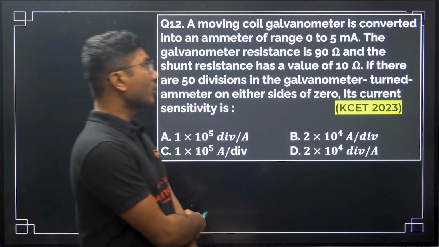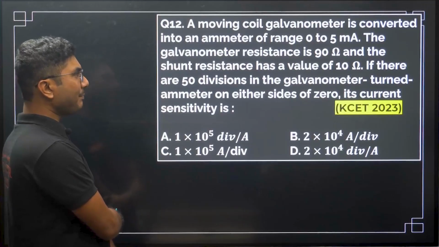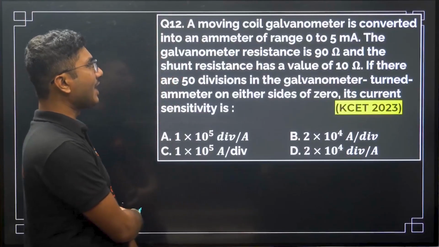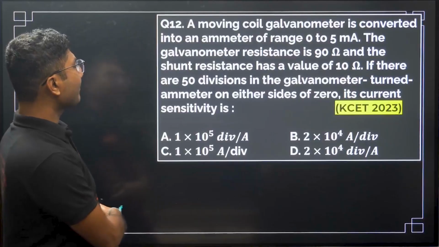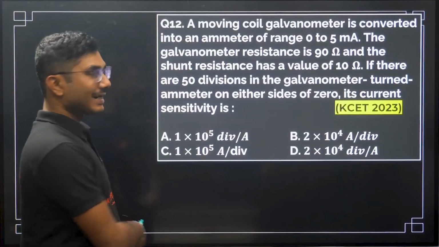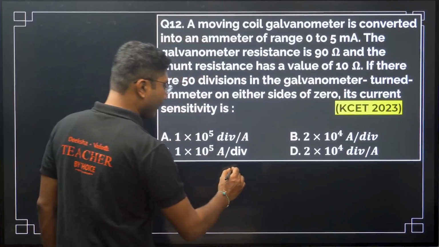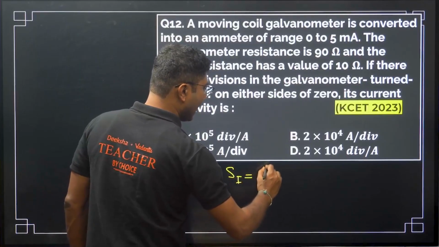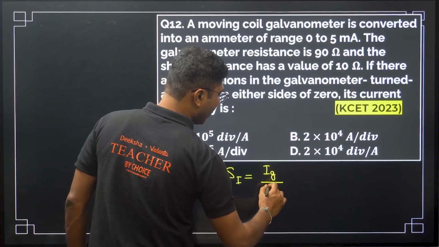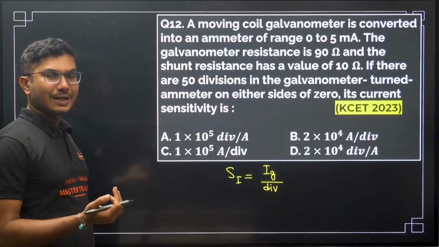A moving coil galvanometer is converted into an ammeter of range 0 to 5 milliampere. The galvanometer resistance is 90 ohm and the shunt resistance has a value of 10 ohm. If there are 50 divisions in the galvanometer turned ammeter on either side of 0, its current sensitivity is? Before finding the current sensitivity, I just want to define it. Current sensitivity is the maximum galvanometer current divided by the total number of divisions. That's how you calculate the current sensitivity.